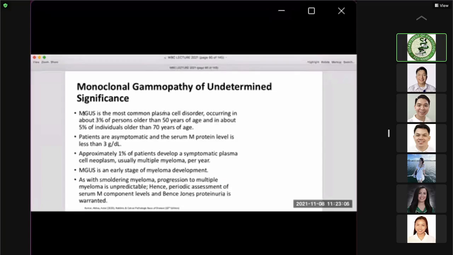Okay, so found in about 3% of patients older than 50 years of age and higher for those 70 years of age and above. No? Asymptomatic and serum M protein level is less than 3 grams per deciliter. We will compare it with multiple myeloma. 1% of patients develop symptomatic plasma cell neoplasm, usually per year. No? And then early stages, this is considered to be an early stage of myeloma development.